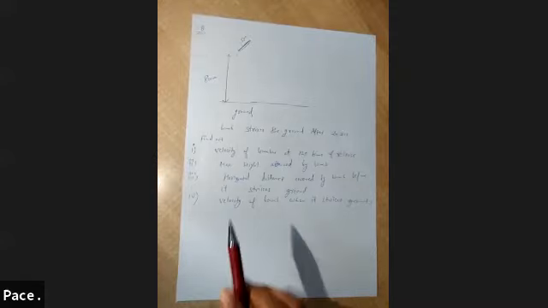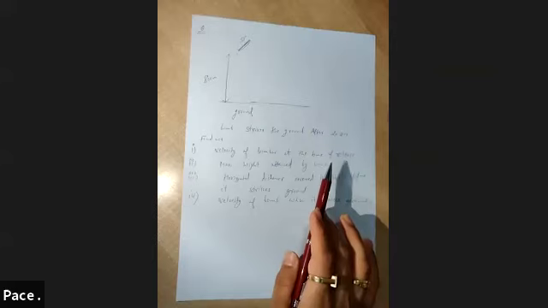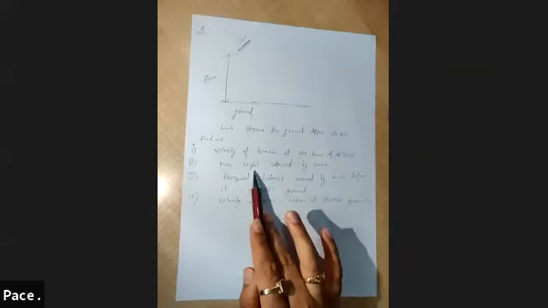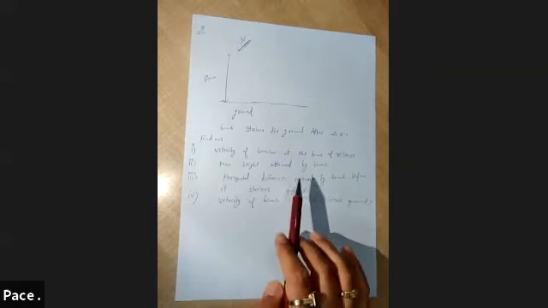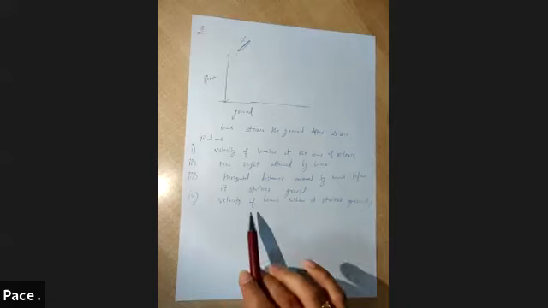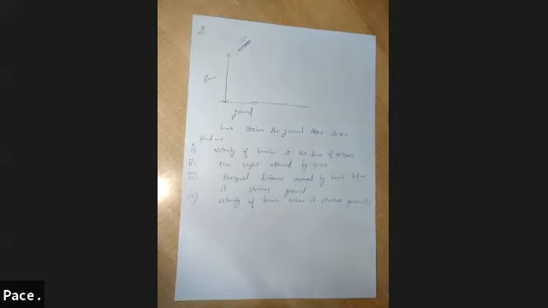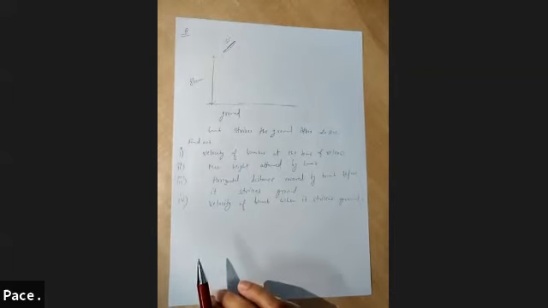We have to find out these four parts. First one is velocity of bomber at the time of release. Second part is maximum height attained by the bomb. Third part is horizontal distance covered by the bomb before it strikes ground. And the last part is velocity of bomb when it strikes ground. We have already done these kind of problems.